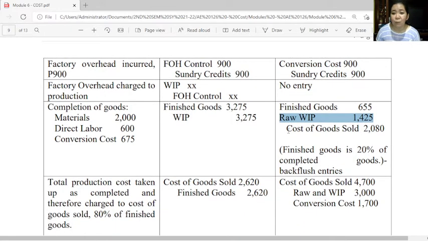And then cost of goods sold credit is just the balancing figure. If you would notice, we credited right here cost of goods sold because under just-in-time, all the production, once completed, will be transferred to cost of goods sold, because what is produced is just equal to what will be sold. There is no ending inventory.